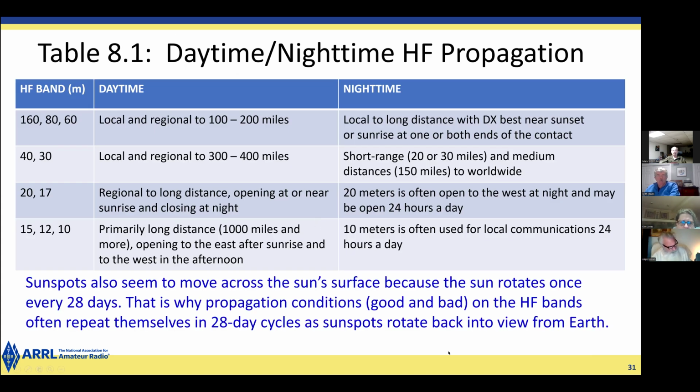Another thing to know is that sunspots move across the sun's surface roughly every 28 days. It's not exact, and how quickly they move across the sun's surface depends on the latitude they are at on the sun. It turns out the closer to the equator, the more quickly they go around the sun. But propagation is similar every 28 days or so.